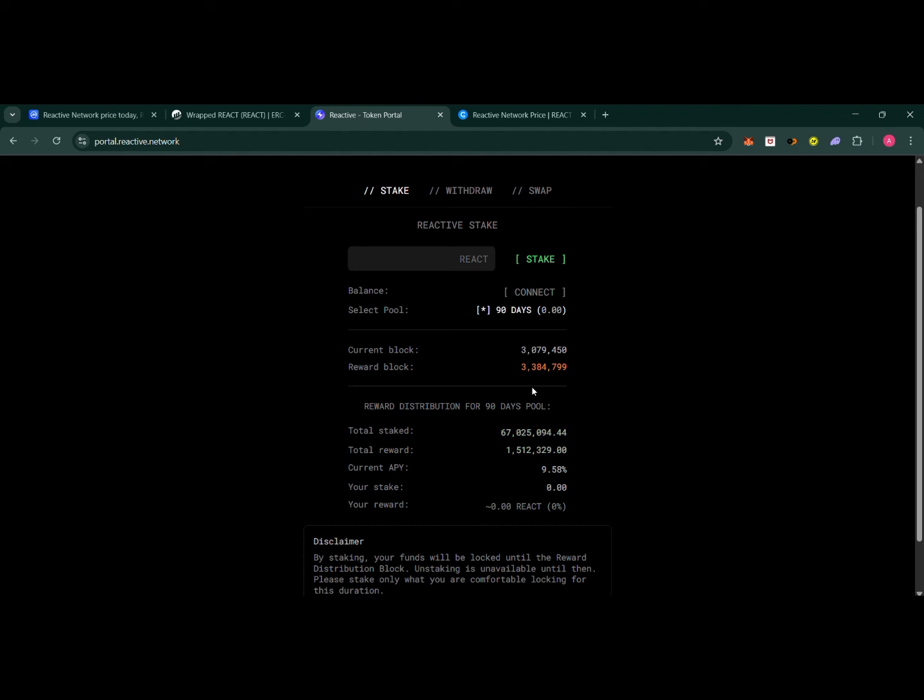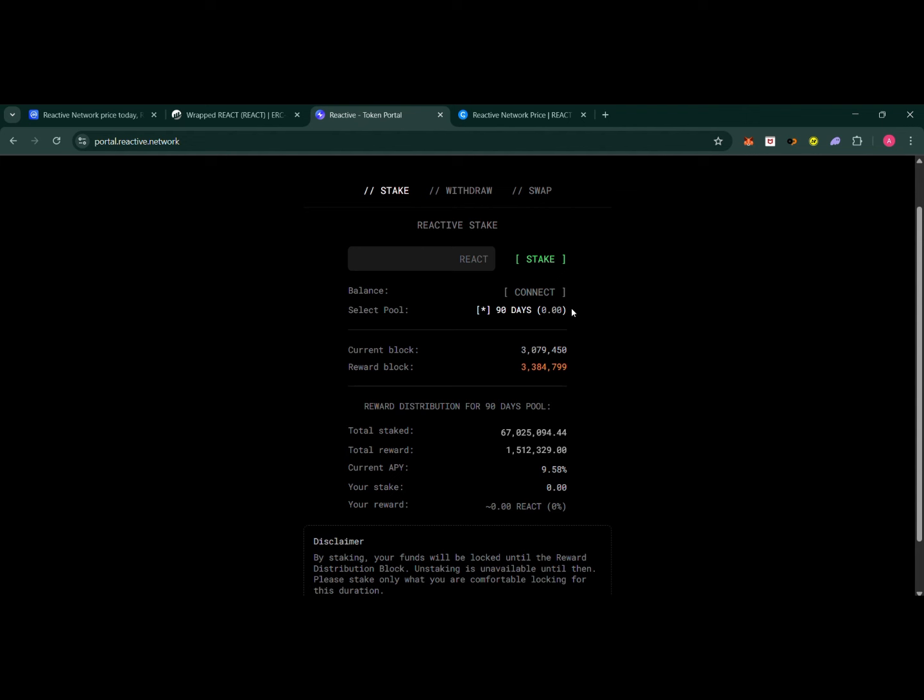Okay. One important thing to note is when you stake a token, any token, usually staking is to safeguard the network. And that's why they introduce rewards. All right. And it's the same with Reactive Network. So if you stake your tokens for 30 days or 60 days or 90 days, you would be getting a reward from this total reward pool that you see here on the website.